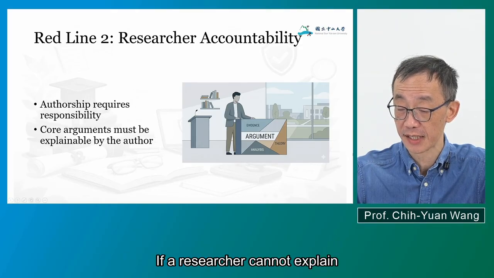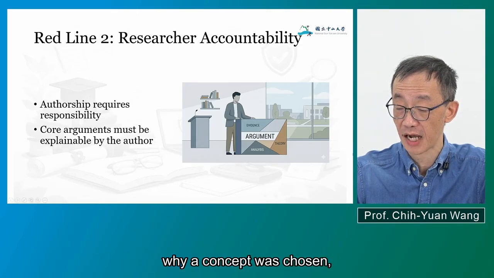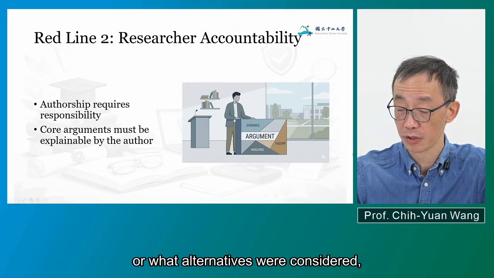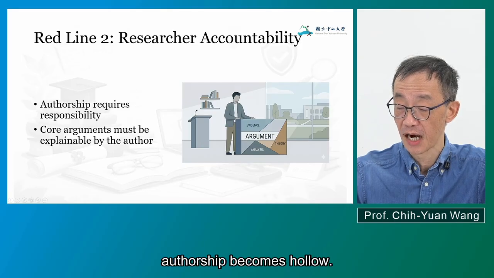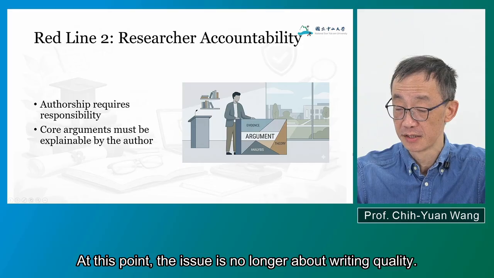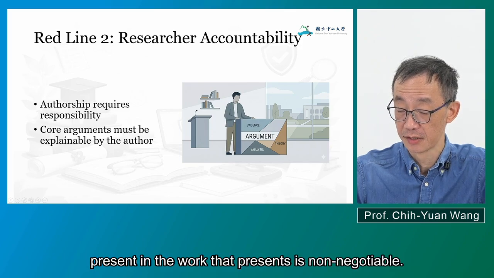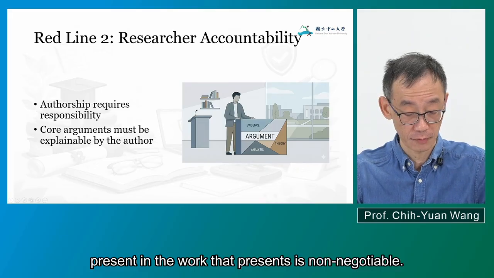If a researcher cannot explain why a concept was chosen, how an argument was constructed, or what alternatives were considered, authorship becomes hollow. At this point, the issue is no longer about writing quality. It is about whether the researcher remains meaningfully present in the work. That presence is non-negotiable.